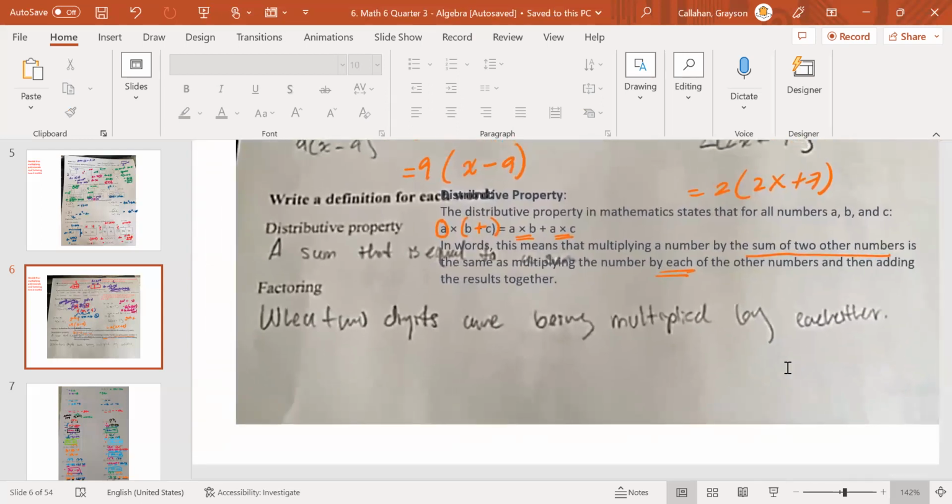Factoring when a, what is that? When a what? Okay, well, when we did factoring, do you remember how we found the greatest common factor? And we took that number out, right? And we left the remaining numbers or letters in parentheses. So I like to think that factoring is kind of opposite of the distributive property.